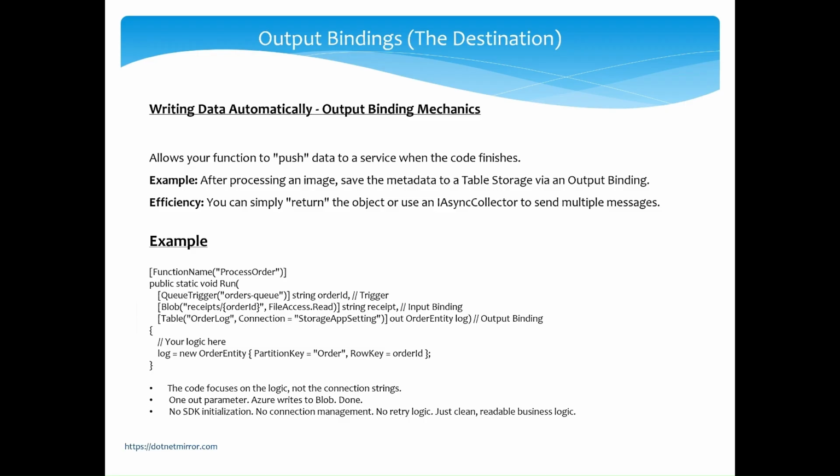This is our output binding. Notice that we have an out keyword here. In the body of the function, all we do is create a new order entity and assign it to the log variable. When the function ends, Azure automatically connects to table storage and saves that record. There are no connection strings in the code, no retry logic, and no SDK initialization. Just pure readable business logic.